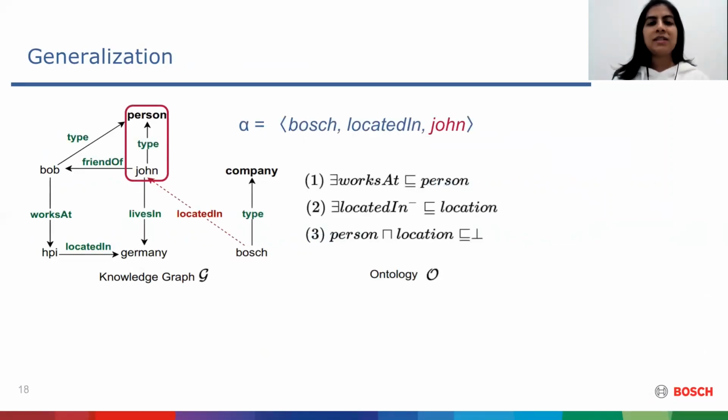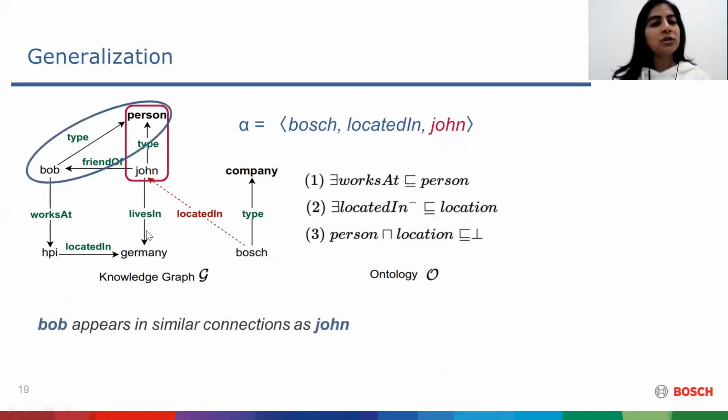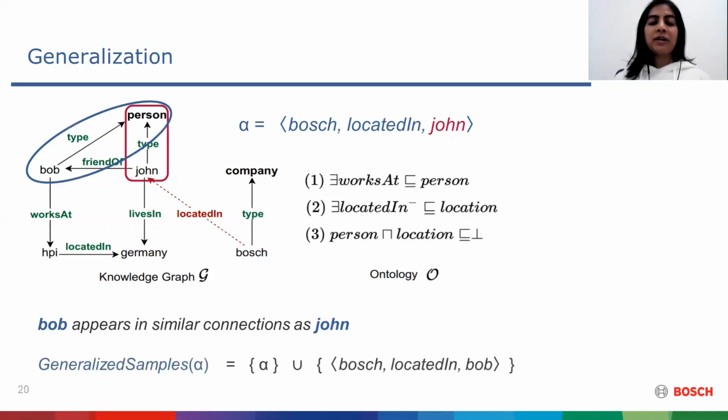Looking at our example, we see that John is the incorrectly predicted entity. And this is because John is of type person, which is ontologically inconsistent. We can look at our knowledge graph and look for other entities which have the same property. For example, we have the entity Bob here, which also has type person and has similar connections as John. So it is estimated that this entity will also cause similar inconsistency. Therefore, we can also have Bosch located in Bob as another negative sample, which will cause the same kind of inconsistency. Such triples can constitute the list of generalized samples that can be given for the next iteration of embedding training.